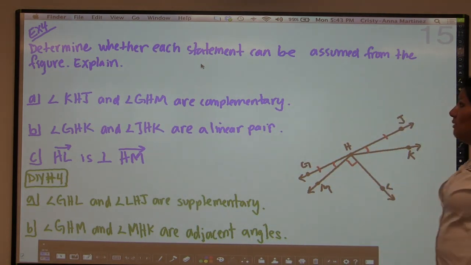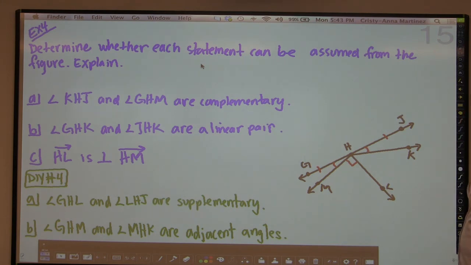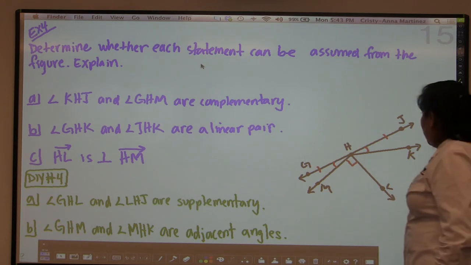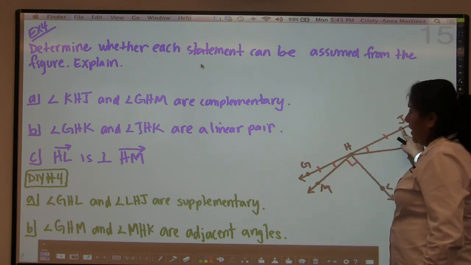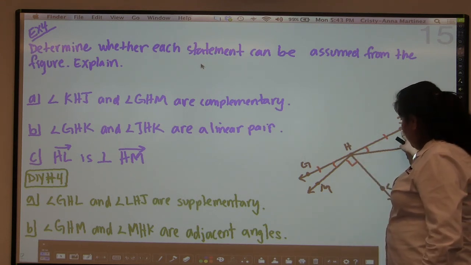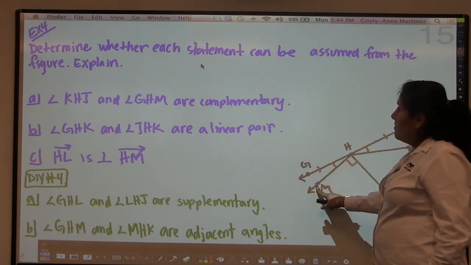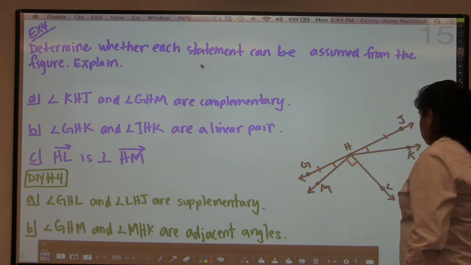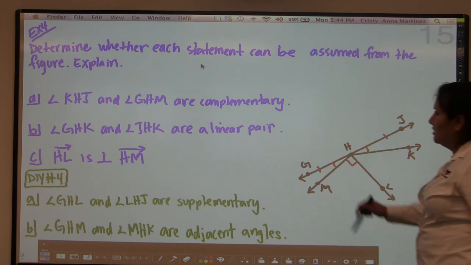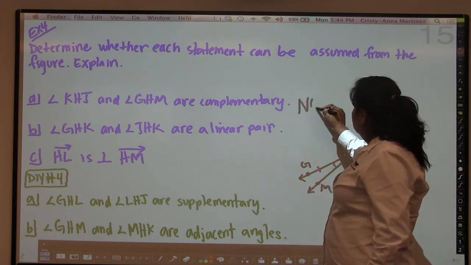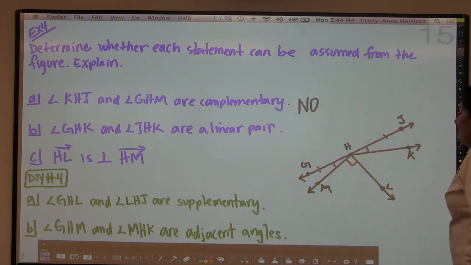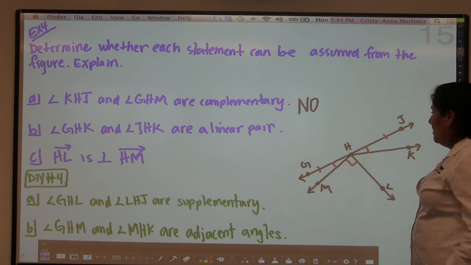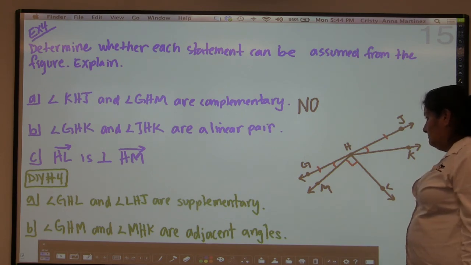It says determine whether each statement can be assumed from the figure and then explain. A, can angle KHJ, so here's KHJ, and GHM be complementary? No, we cannot assume that. Now why not? Because we have no reason to believe they're actually going to add up to 90.